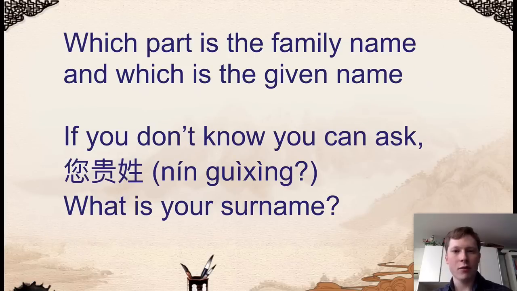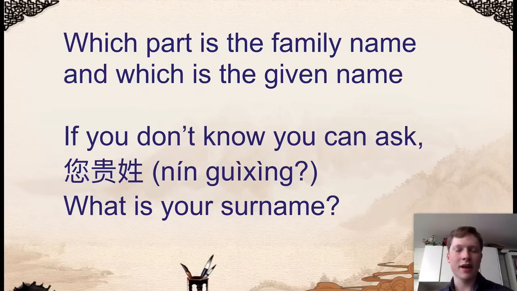So the first thing you need to know is what part of the person's name is their family name or their surname, and which part is the given name. In Chinese names, the surname or the family name always comes first in the Chinese way of writing it. However, some people will, when they go to foreign countries, reverse the order of their names, so it's like English where the surname goes at the end. So you normally need to figure out which of the names is the family name.